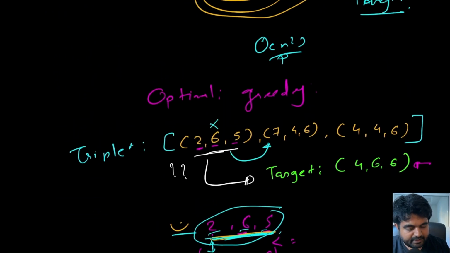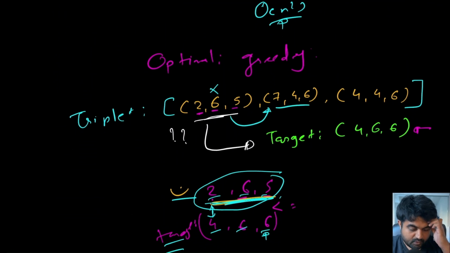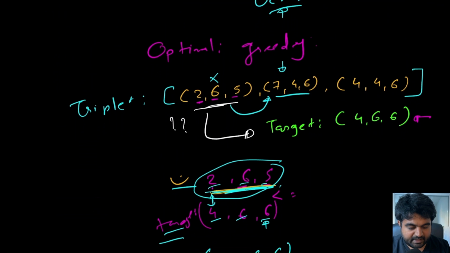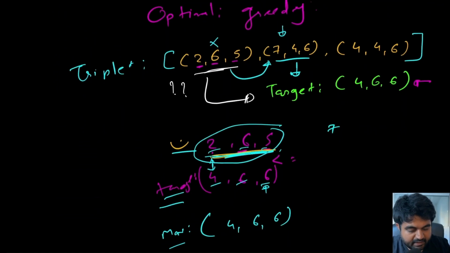Now let's move on to the next triplet. Once again, in the next triplet we have the values 7, 4 and 6. Notice that for the very first value, 7 is greater than 4, which means if we do a merge operation with this triplet, then we are always going to have a first value that is greater than the target value, which means this would not be of use for us. So we should just simply skip over this triplet, because we should not use it to merge with anyone else.